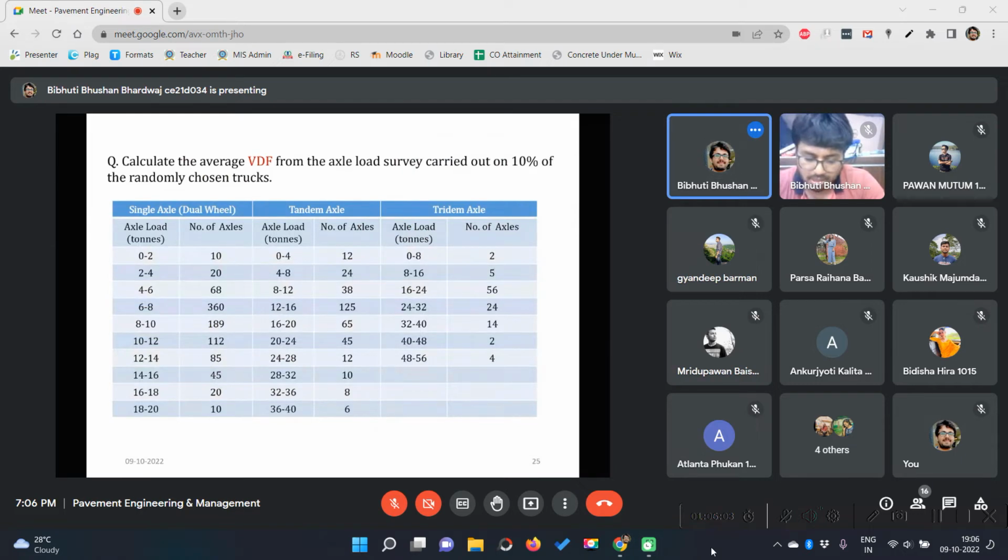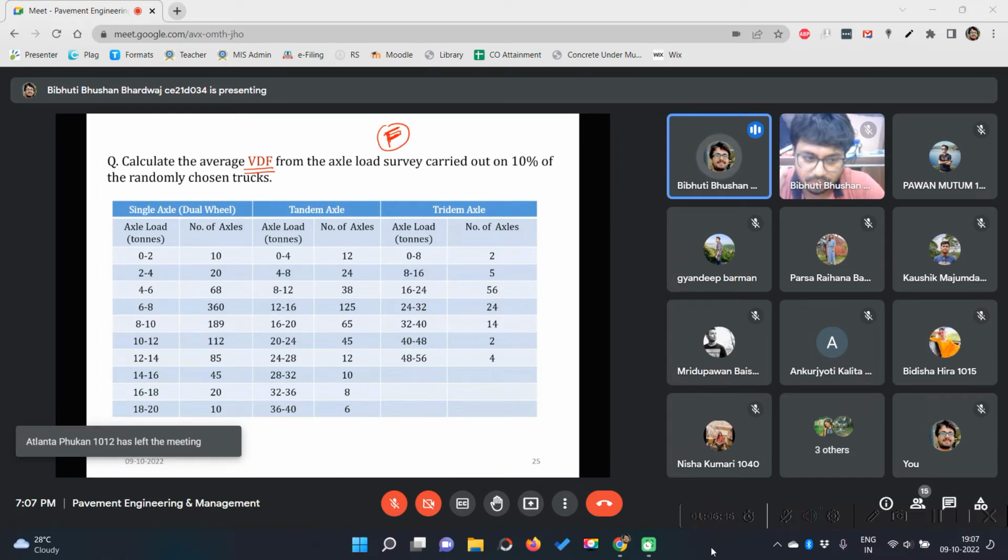we'll do one numerical where we'll find out the VDF. Ultimately, we need that value F, right? We need that value F. You can take a screenshot and we can solve this numerical. You have been assigned to construct the road connecting Sivasagar and Jorhat. You have carried out a traffic survey and calculated how many vehicles. Now the next step is finding out the VDF, the factor, because you need to find out how many standard axles are traveling.